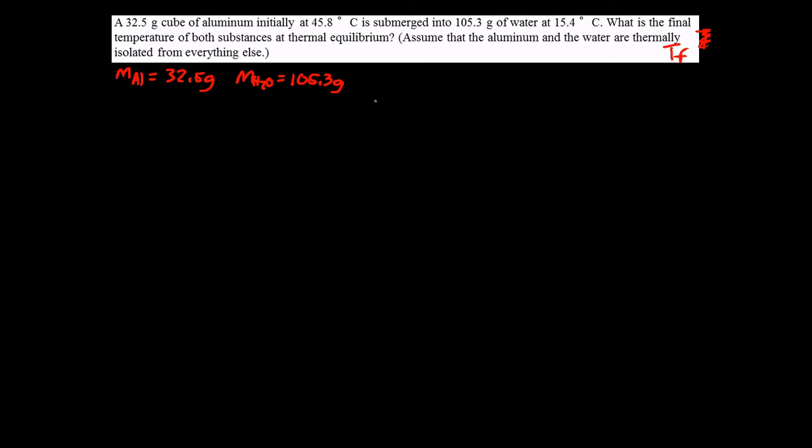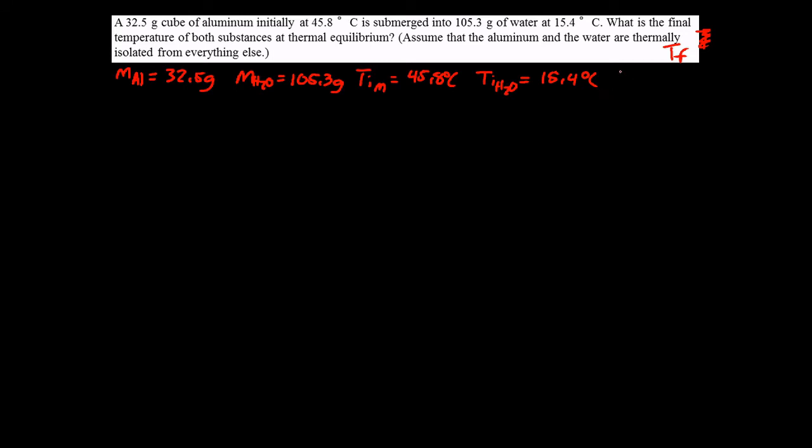And we are told that the initial temperature of the metal, which we're going to write like this, T_i m, is 45.8 degrees C. And the initial temperature of the water is 15.4 degrees C. And that is all the information that's given to us in the question, other than just the identity of the materials, which is still something that's important.